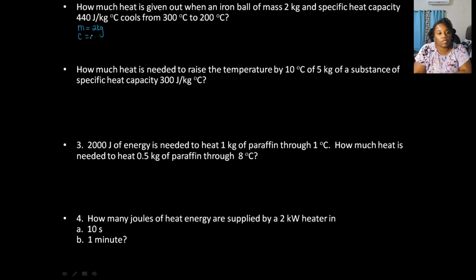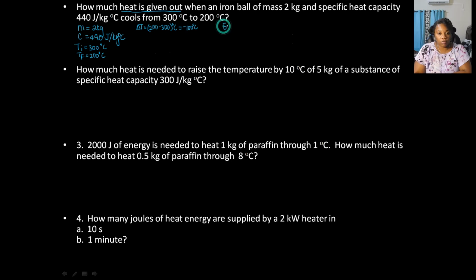Specific heat capacity is 440 joules per kilogram degree Celsius, and initial temperature is 300 degrees Celsius. Final temperature is 200 degrees Celsius. So delta T would be 200 minus 300 degrees Celsius, which is negative 100 degrees Celsius. So this tells us that heat was given off. Definitely heat is given out. It's negative.